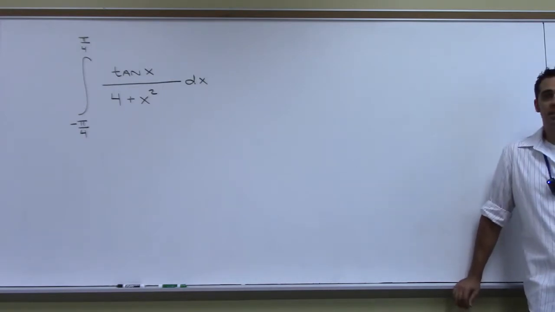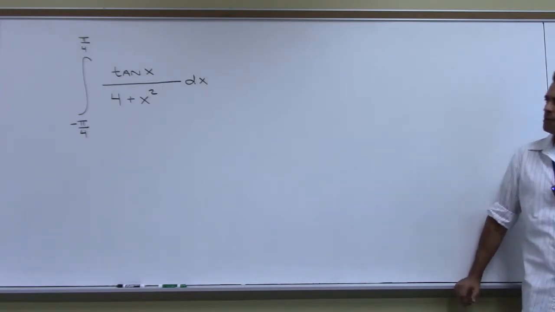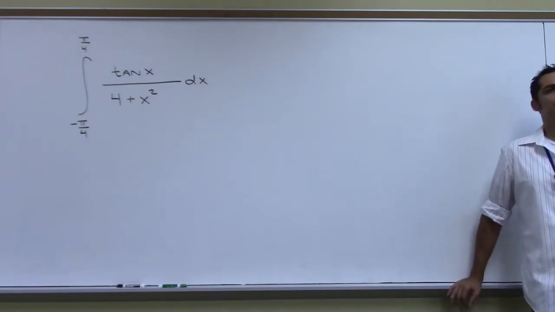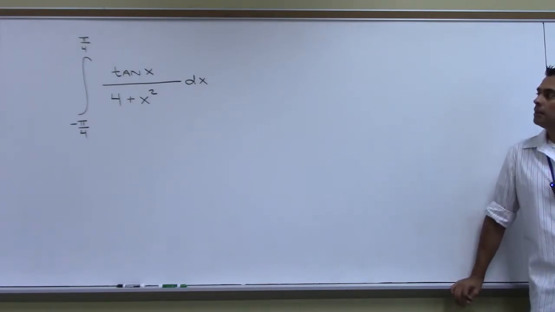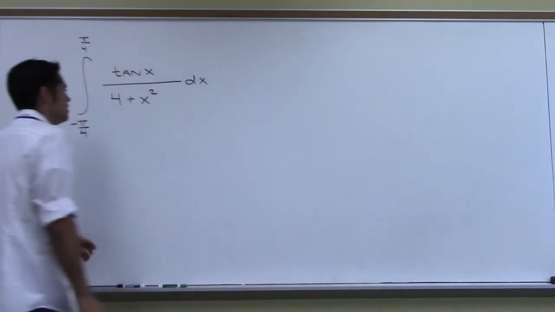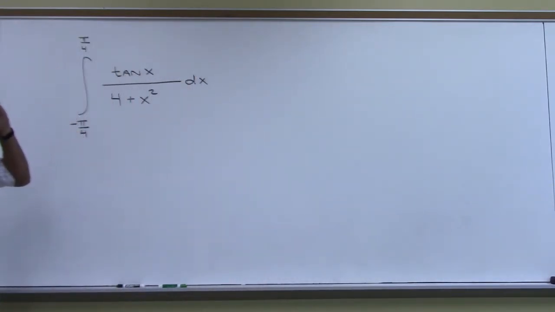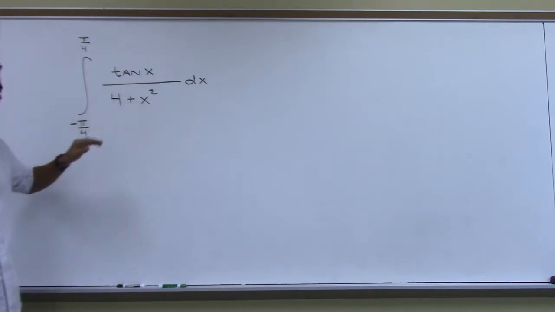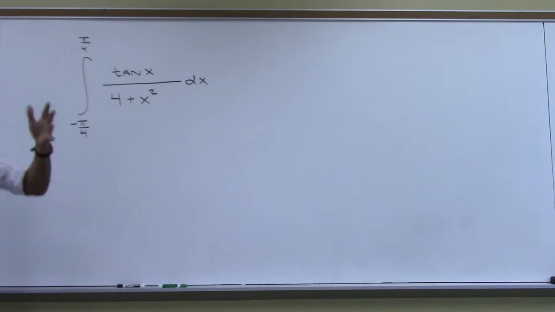Anybody have any ideas here? Just looking at this, what's your first impression? You're thinking trig substitution, in what sense? Because the bottom is a squared plus x squared, so you're seeing an a squared plus x squared? So thinking maybe trig sub. Okay, that's one train of thought. Any other trains of thought?